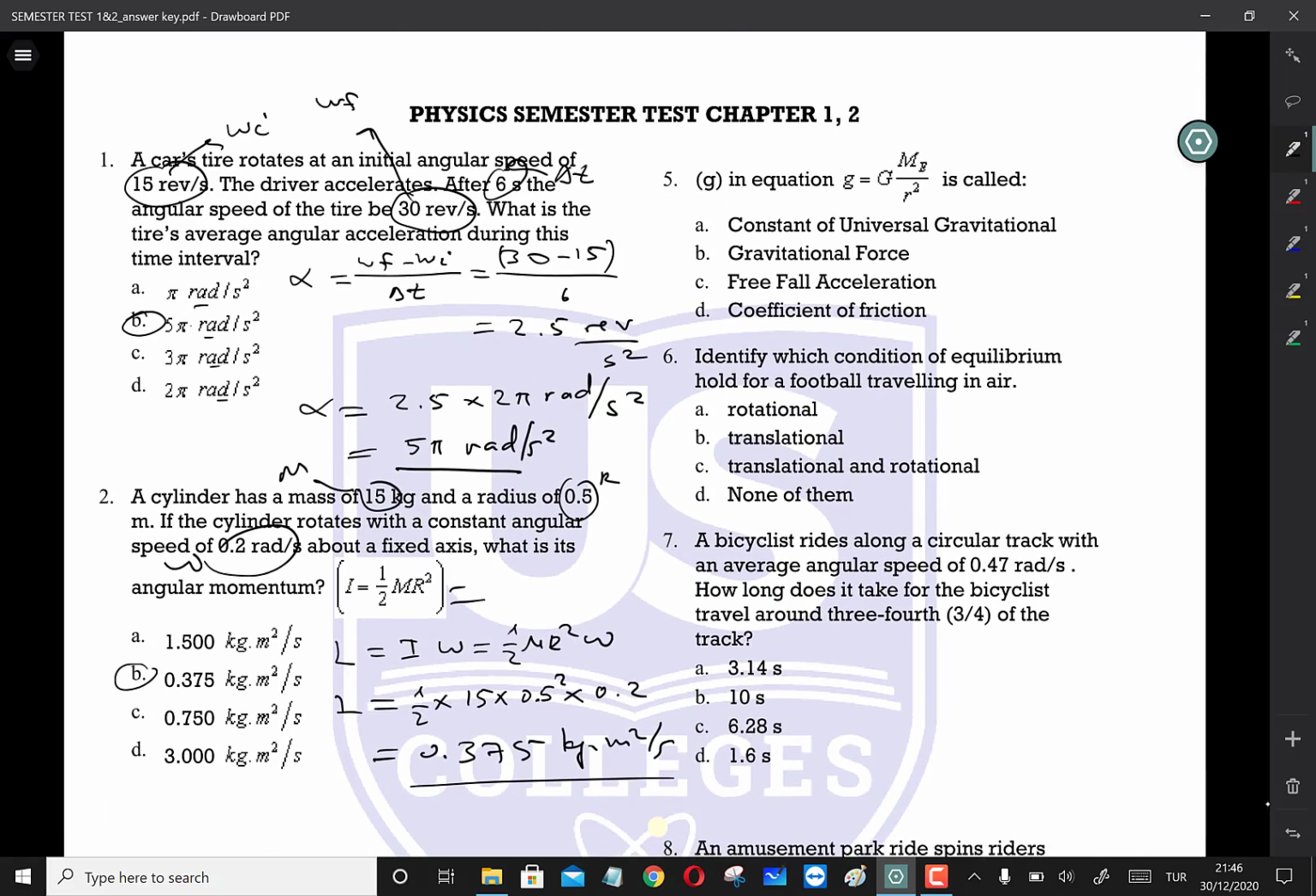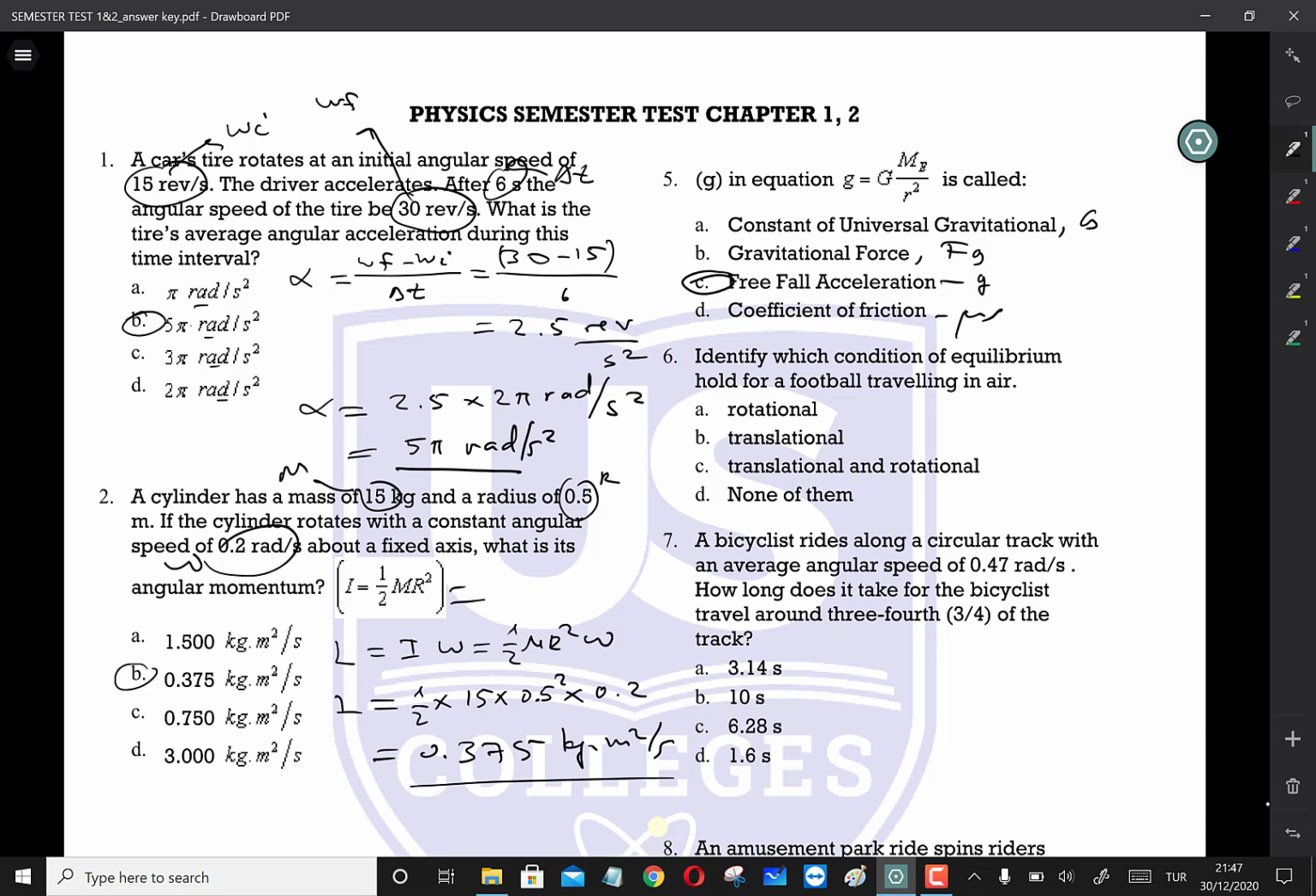And small g in the equation, small g is equal to capital G mass of Earth divided by r squared. Capital G is called the universal gravitation constant. Gravitational force is force F G. Free fall acceleration, yes. And coefficient of friction, mu S. So the answer is C.